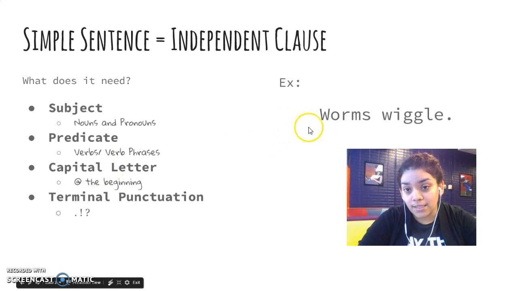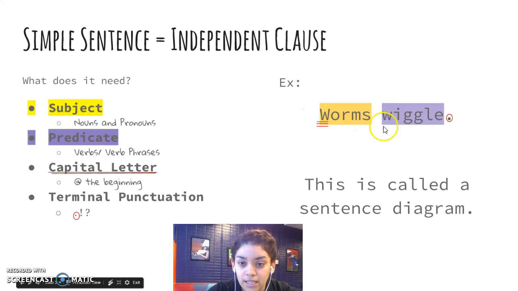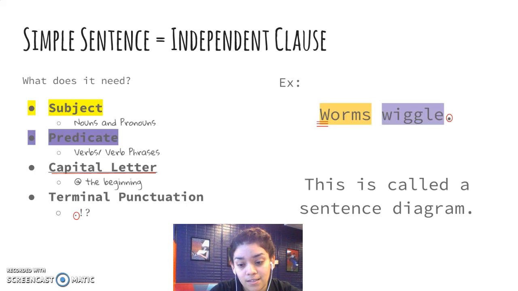My example is really easy. It's worms wiggle. So I'll show you the sentence diagram for that. This right here, this highlighting and underlining, this is what a sentence diagram is. It's when you separate things and kind of color code them into their parts of speech. So the subject or the noun in this sentence is worms. And what they're doing is the predicate, that's the verb, they wiggle. And I've used a capital letter, and I have terminal punctuation with my period. That ends the sentence. If you don't have the terminal punctuation, it's still just an independent clause. It really doesn't count as a sentence. But let's go ahead and move on. It's pretty simple, right? Worms wiggle.